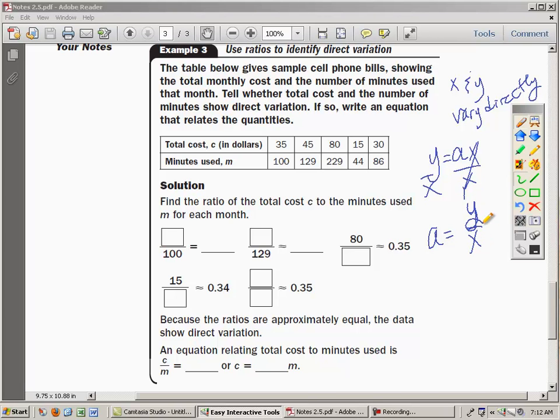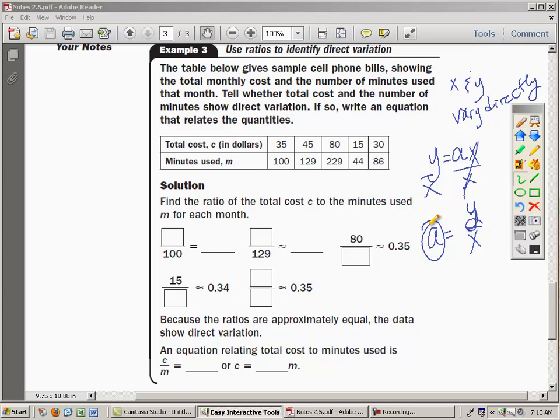All right? And if these two quantities are said to vary directly, then we can always divide the value of y by the value of x and get my constant of variation. So having said that, it says the table below gives a sample cell phone bill showing the total monthly cost and the number of minutes used that month. Tell whether the total cost and the number of minutes show direct variation. If so, write an equation that relates the quantities.